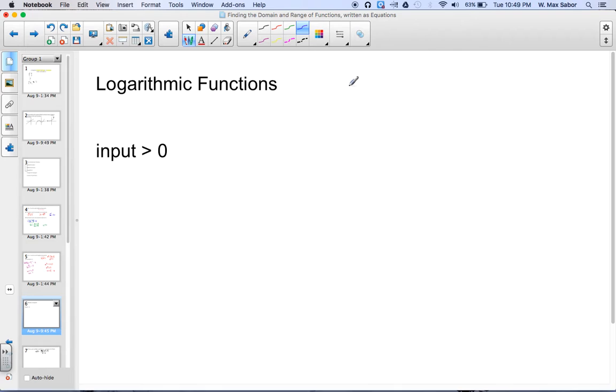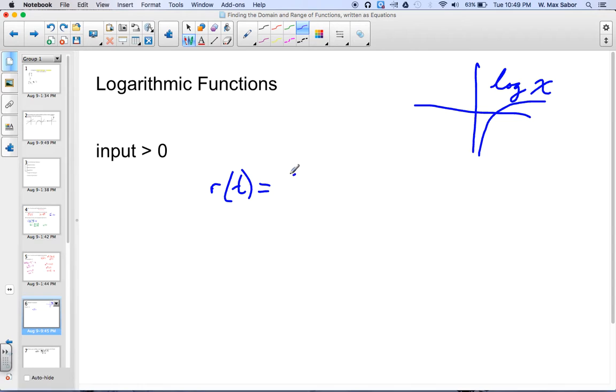Logarithmic functions. Now, hopefully you remember that a logarithmic function looks like this. And we can only put in numbers, this is what just log of x looks like, that are greater than 0. We can't take the logarithm of 0. We can't take the logarithm of a negative number. So we're going to have to restrict whatever the input to the logarithm is. That doesn't mean that in this function t will have to be greater than or equal to 0.